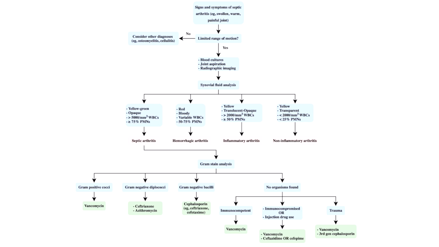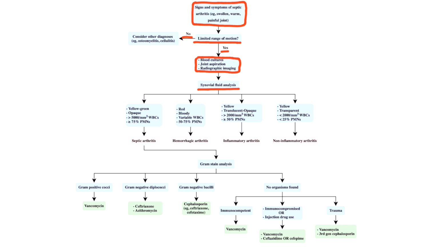Now, using this algorithm, we'll review the diagnosis and management of septic arthritis. When a patient presents with a swollen, warm, and painful joint, septic arthritis is suspected. We should then examine the range of motion. If it's not limited, other diagnoses may be considered, such as cellulitis or osteomyelitis. However, if there is limited range of motion, the next step is obtaining blood cultures as well as joint aspiration. Radiographic imaging can be considered to assess the adjacent bone and to have a baseline assessment of potential joint damage.